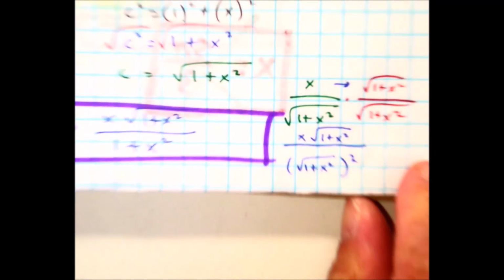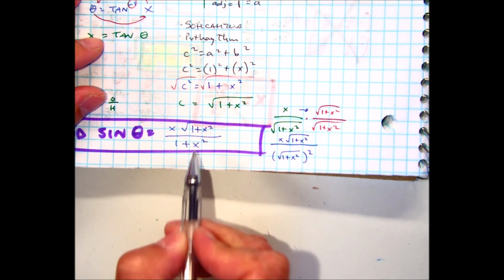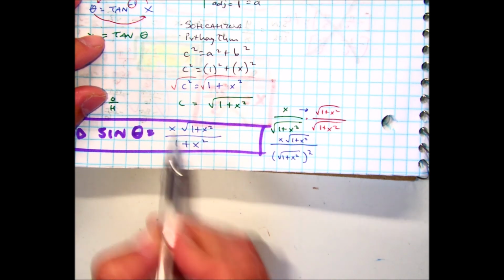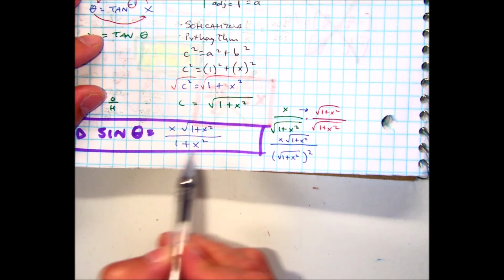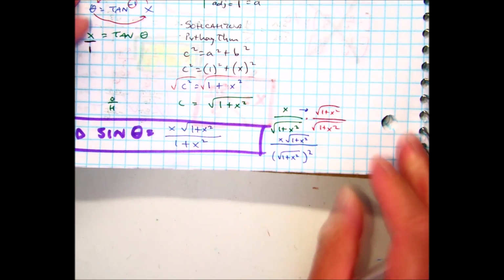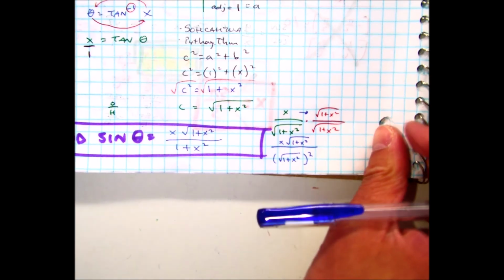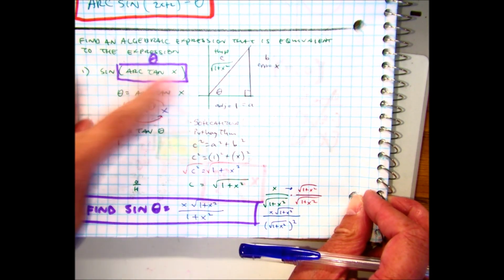Remember, do not be tempted to cancel anything here. You cannot cancel the x squareds because this is inside the radical and this is not. You cannot cancel this x and the x squared because these are called factors. There's multiplication here, and here you have addition. So don't be tempted to cancel there. And this is your answer. It's an algebraic expression given our clue of sine arctan x.